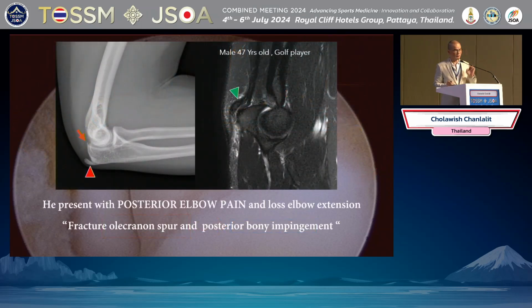How about this case? This case is more complicated. He came with loss of motion and severe posterior elbow pain. You can see that there are 2 issues. Number 1 is an olecranon bone spur that has a crack line, and also an olecranon osteophyte. I think we have a problem. Number one is a fractured olecranon spur, and there is posterior bony impingement that can cause him a loss of full extension.